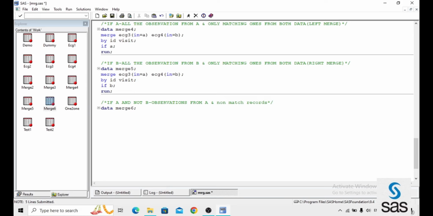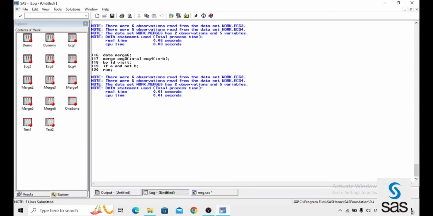I am naming the dataset merge6, and I merge ECG3 and ECG4 by the same variables. That's why I am not starting again. And if A and not B, and run. What does that mean? Observations from A, those records that are non-matching with B. I am running this code.